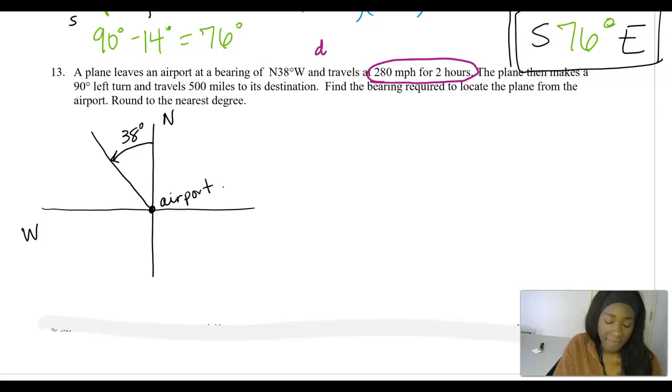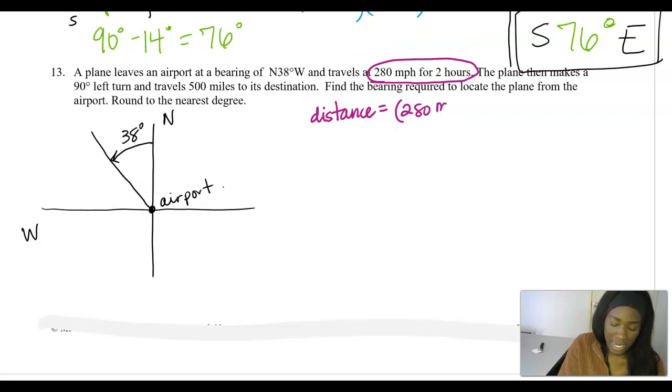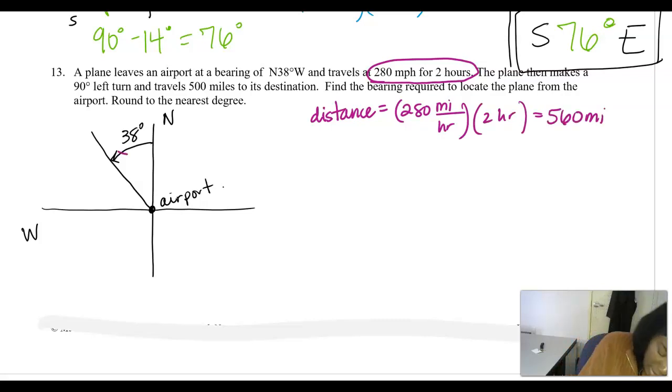We're again going to have to use the fact that distance is equal to speed times time. So if you're traveling 280 miles an hour for 2 hours, then your distance is 280 times 2, which gives us a distance of 560 miles. So we know that this length right here is 560.